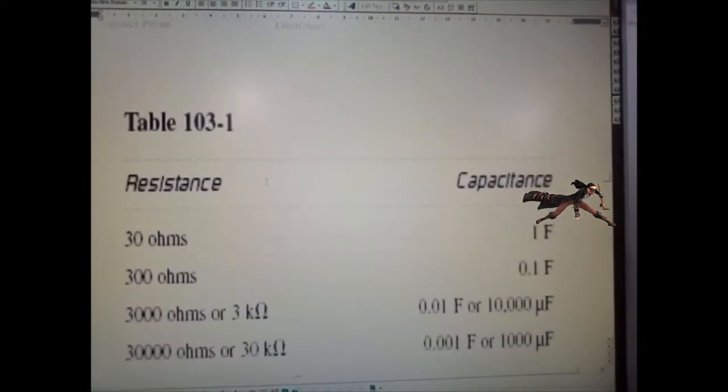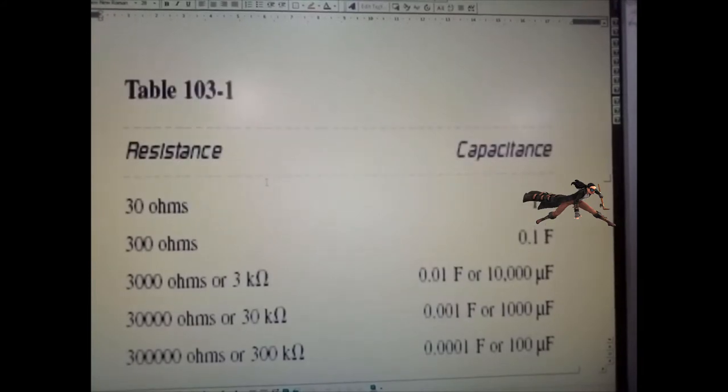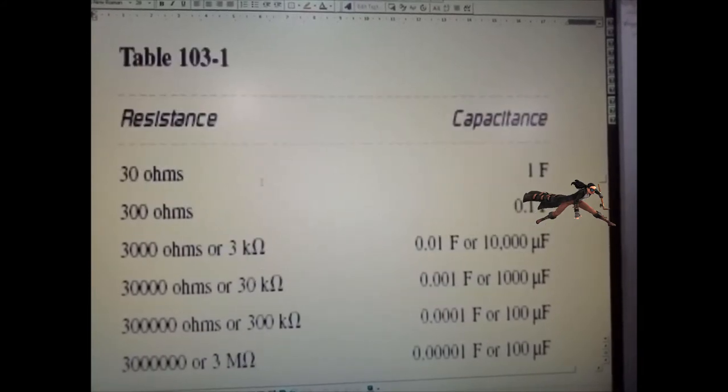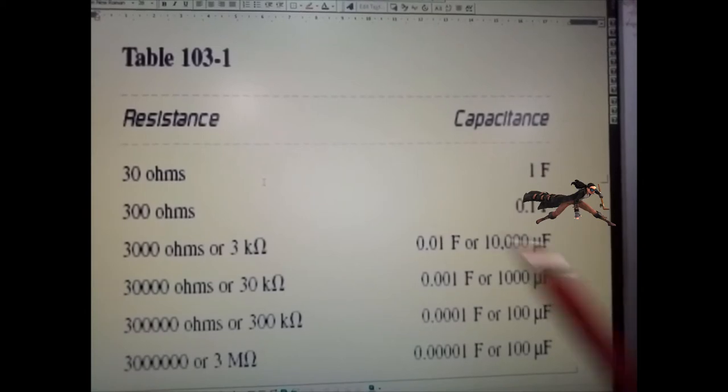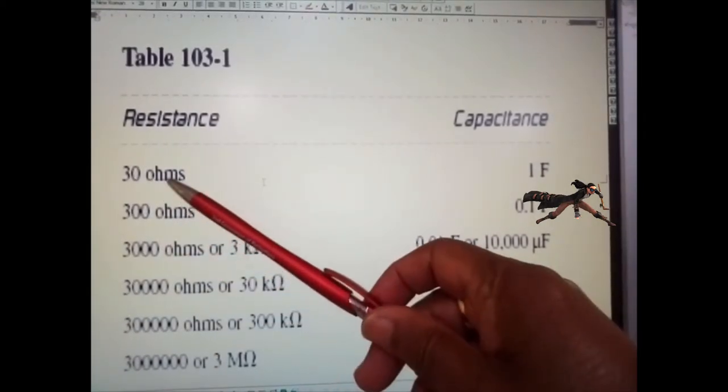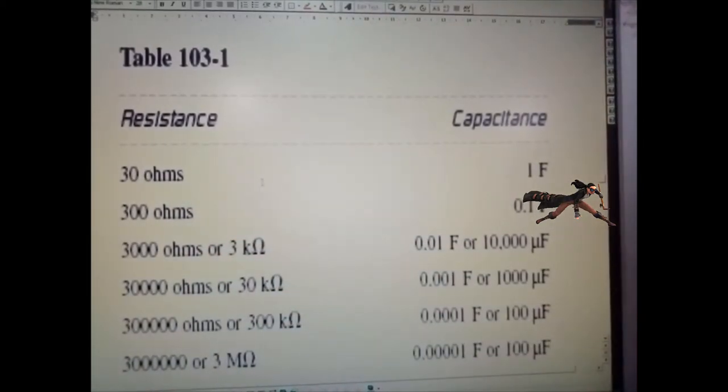And there is our table, 103. This is purely for example only, okay, this is not fixed. We could change these values here, basically.